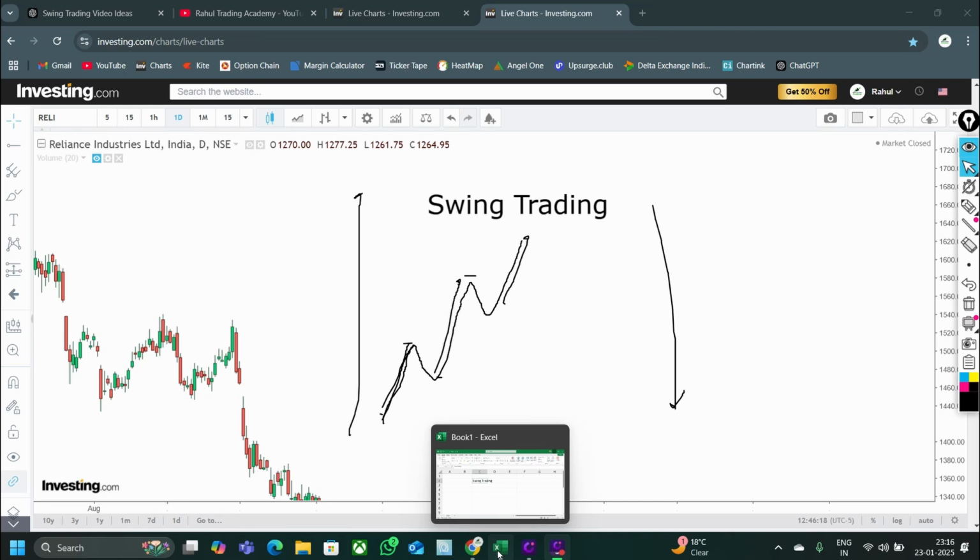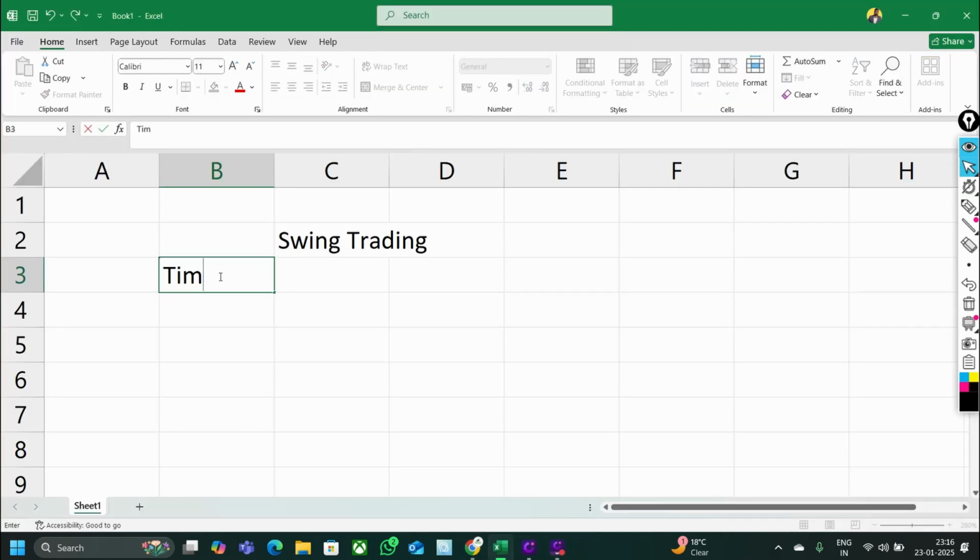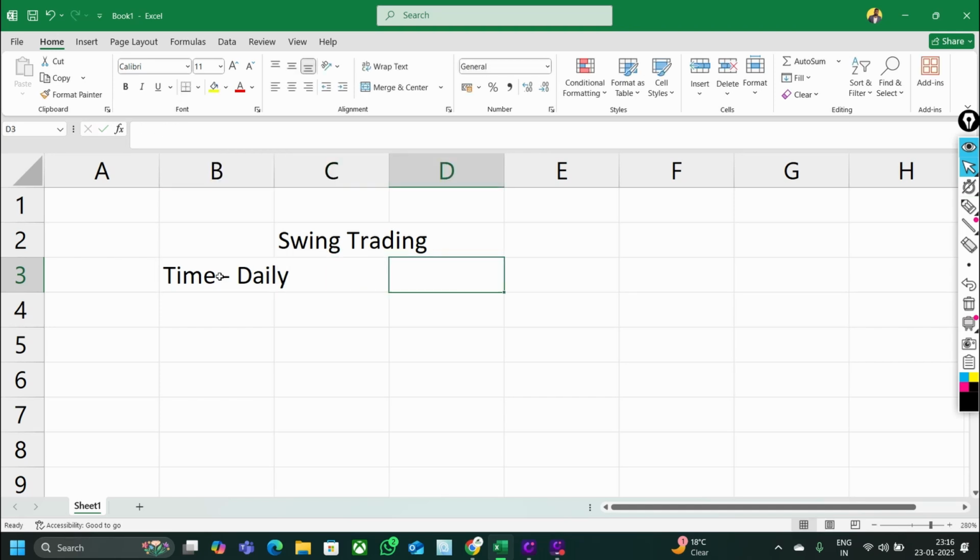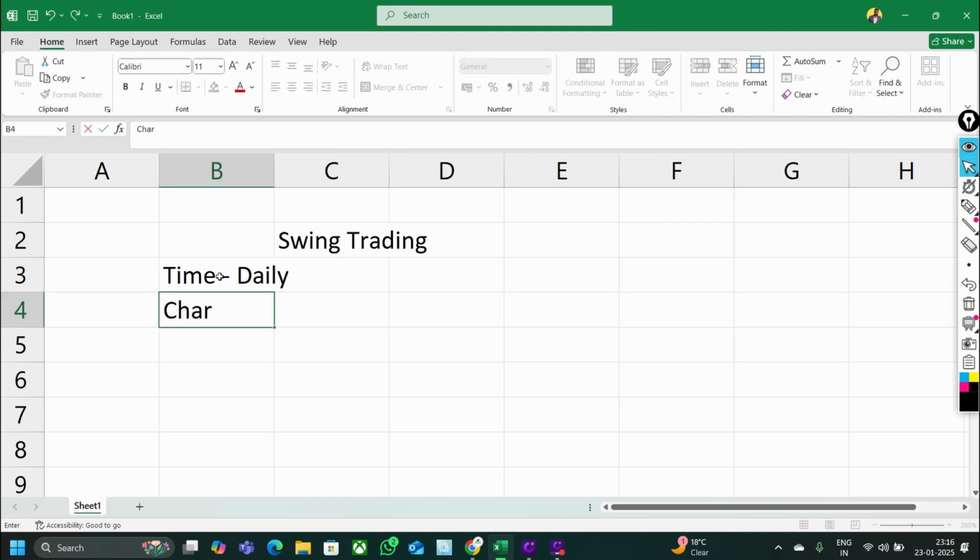For swing trading, you have to use the daily time frame, and you have to check the weekly and monthly time frames also for the long-term trend. But you have to trade in the daily time frame, and you have to know chart analysis, because you have to know and learn technical analysis. In coming videos I will teach about chart analysis, and you have to stick to one strategy. We will make a strategy, so you have to follow one strategy.